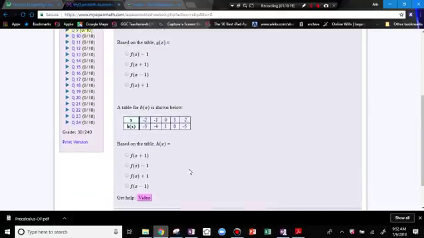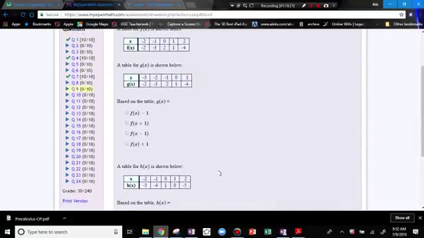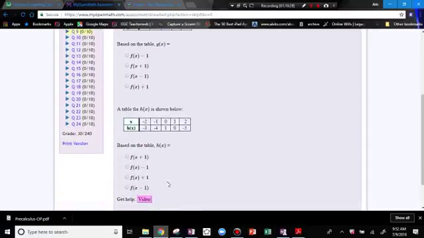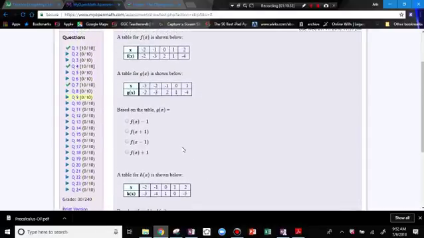And then there's one for H. What did H do? Looks like the x coordinates are the same. The y coordinates look like you moved them each down by 1, right? So H should be f of x minus 1, right? So just shifting 1 unit down.